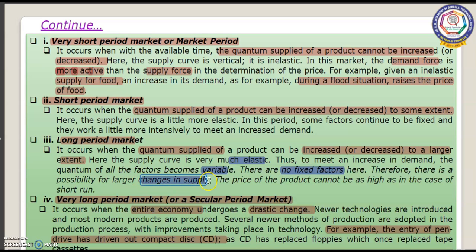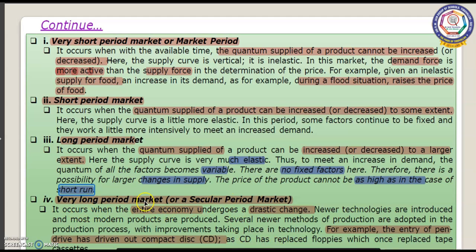So supply also can change. The price of the product cannot be as high as in the case of the short run. Here, depending upon the demand, the price may go high, we discussed. Here in the long run it is not possible.